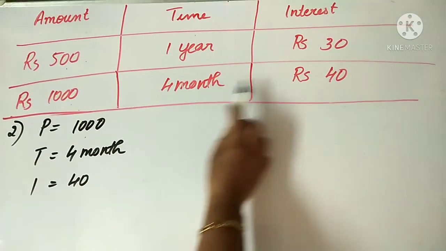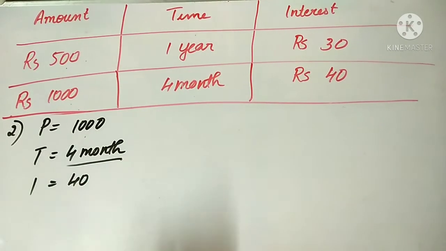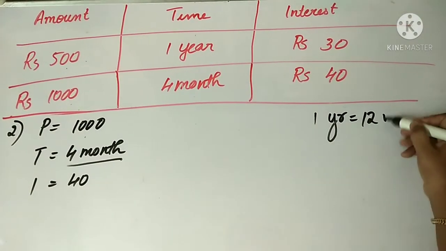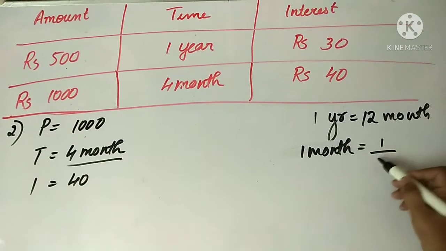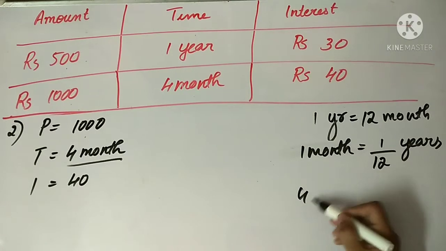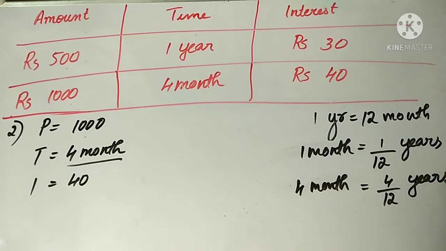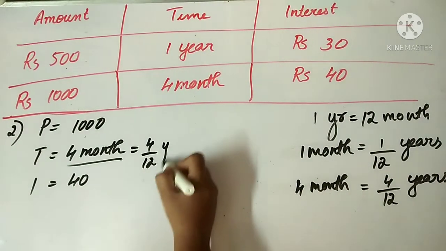Time is 4 months and interest is 40. See children, here time is given in months. We have to convert that into years. We know 1 year is equal to 12 months, so 1 month we can write as 1 by 12 years. So these 4 months we can write as 4 by 12 years.